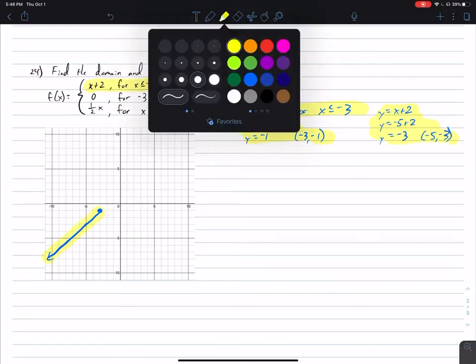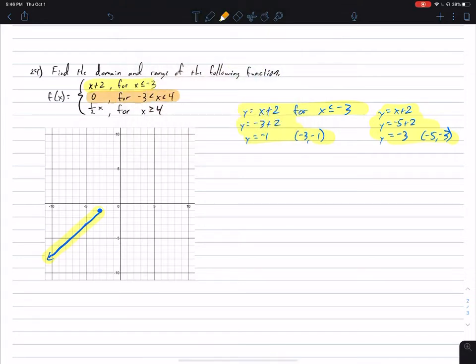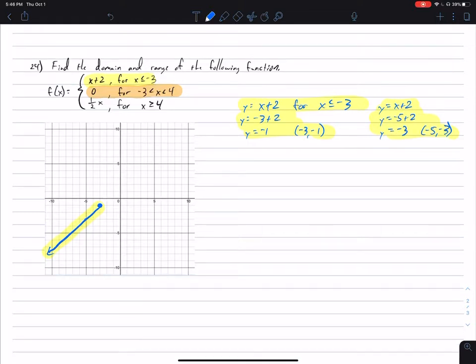Let's take a look at the second one. So 0 for x is -3 is less than x is less than 4. So what they're saying is that any value from -3 to 4, your x, whatever it is, your y is going to be 0. So at -3, so that tells me I have the point -3, 0, all the way up to 4, 0. They're just less than symbols, so I'm going to put open circles. So -3, 0 will be right here. 4, 0 is going to be here. And now I'm just going to connect those two.